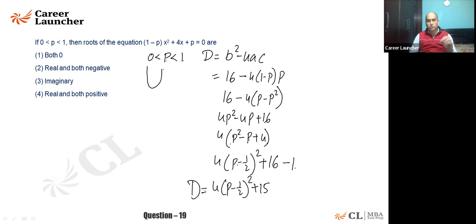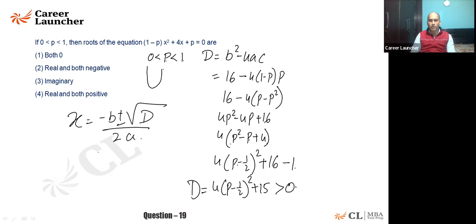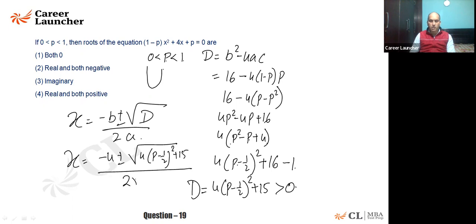This is D, not an equation. I know whenever D is greater than 0, you're going to get 2 real roots. But to find the roots, the formula is minus b plus minus root of discriminant upon 2a. I'm sure you are aware of it. So minus b is minus 4 plus minus root of 4 times (p minus half) square plus 15, upon twice of a, which is 1 minus p.